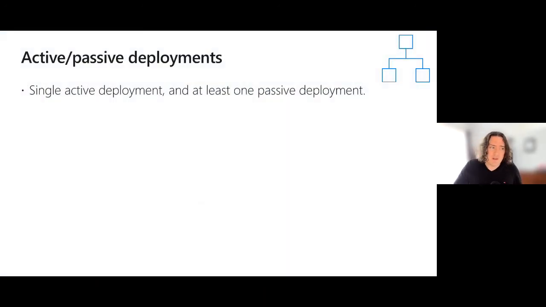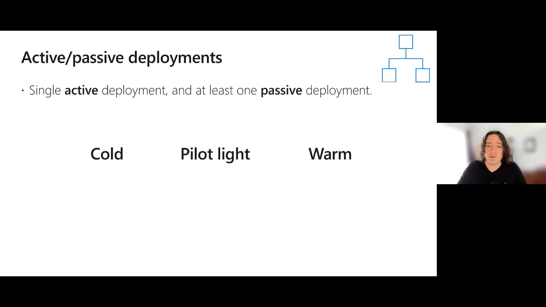So in this kind of architecture, we've got multiple deployments, but only one of them is active at a time. The rest, in this case we just had one, but you could have others, the rest will be passive. Now, what that word passive means is where things start to get a little bit more interesting, because we can actually think about 3 different types of passive deployments.